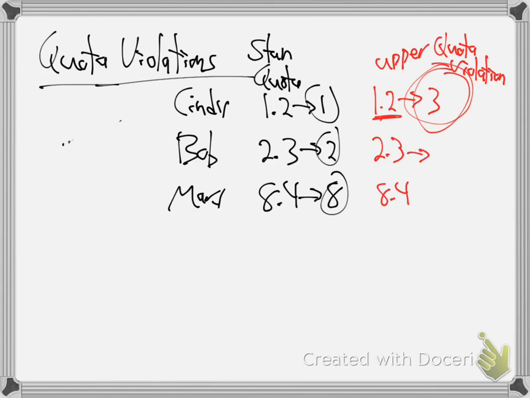Now, let's do Bob. Bob is 2.3, so he should either end up with 2 candy bars or 3 candy bars, right? He's between 2 and 3. What if Bob only gets 1? There's no way Bob should go that low. He really deserves 2.3, but we don't want to give him part of a candy bar. So we're either going to give him 2 candy bars or 3 candy bars. What if our little method ends up giving him only 1? That's called a lower quota violation, because he went below the bottom. Does that make sense? When it goes below rounding down or above rounding up, those are called quota violations. So that's what they mean.